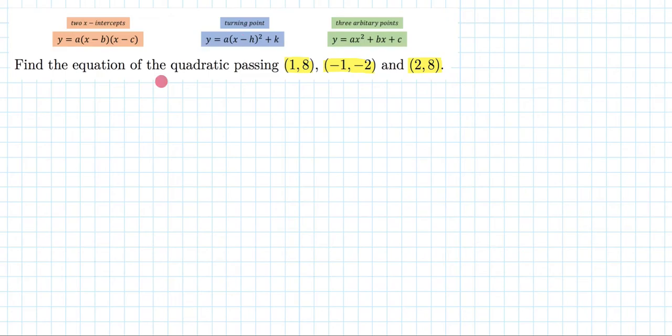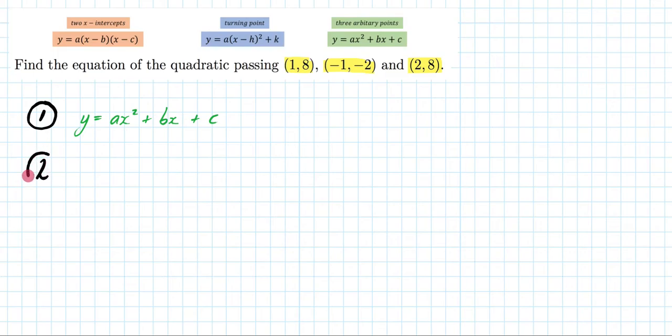So step number 1 is going to be writing down the form that I'm going to be using, and that form is going to be this. So let me write that down. It's going to be y equals ax squared plus bx plus c. Perfect. Let's now come to step number 2.